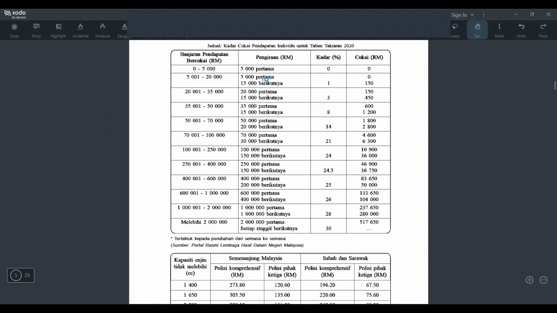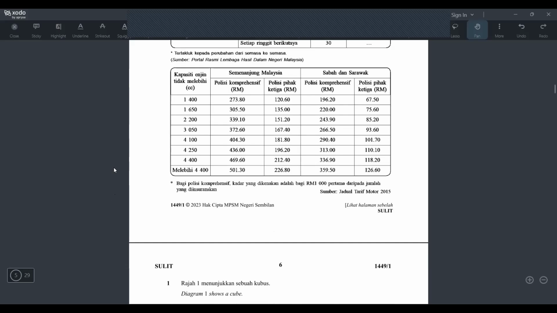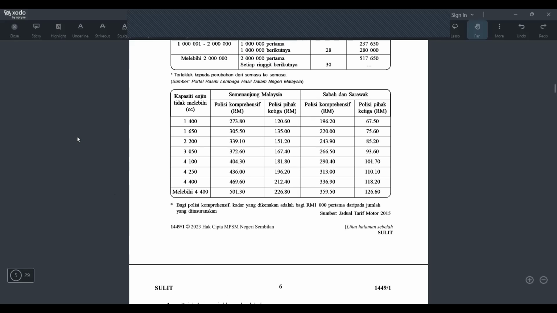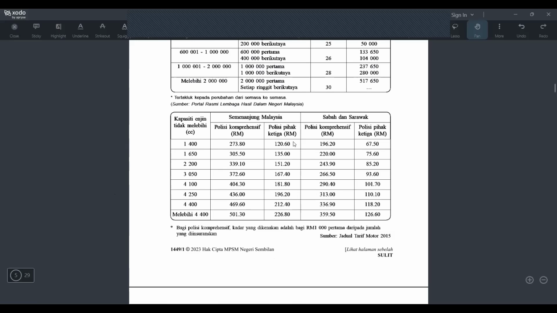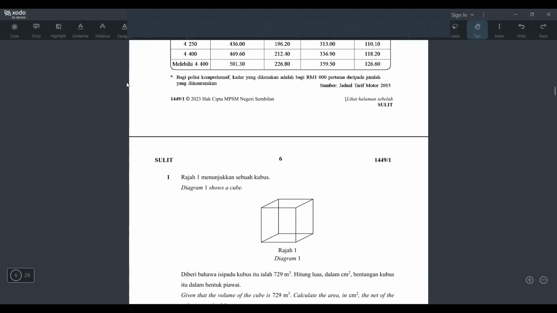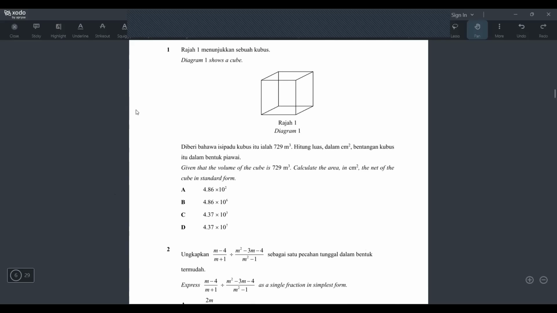If you look here, they actually give you this. This is for the income tax, the cukai pendapatan. I'm sure later there will be a table and an income tax question. And also there's this, the motor insurance one. We will use this table to calculate the basic premium. Okay, so question one starts here.